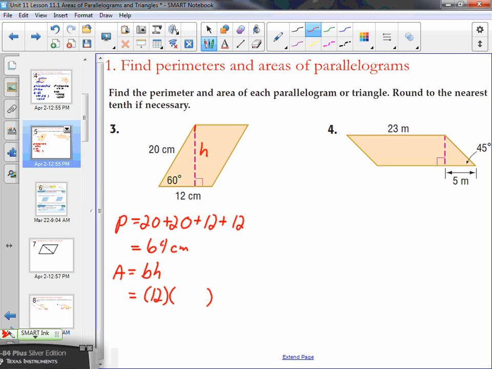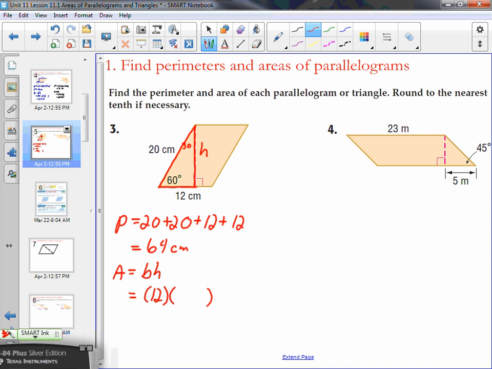But then notice that 12 centimeters, that's that whole bottom side of that parallelogram. It's not just what I've outlined in red there for the triangle. Do I know how much of the 12 centimeters is outlined in red there? I don't. But what kind of a triangle did I just outline in red? 30, 60, 90. Okay?